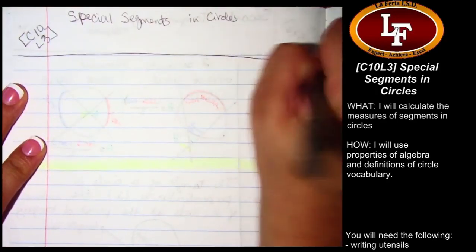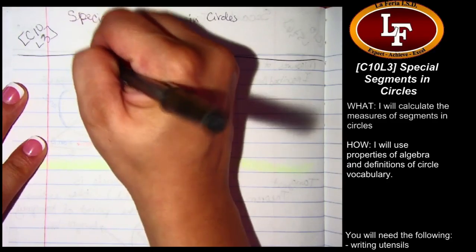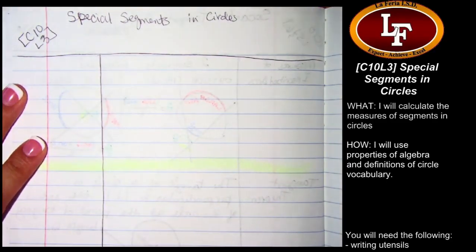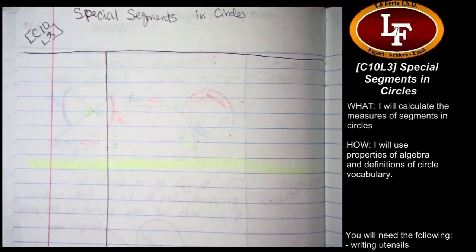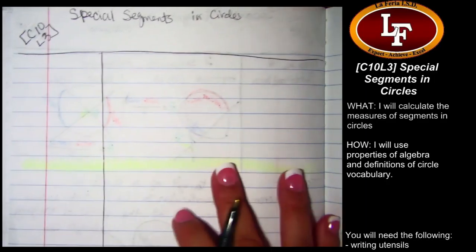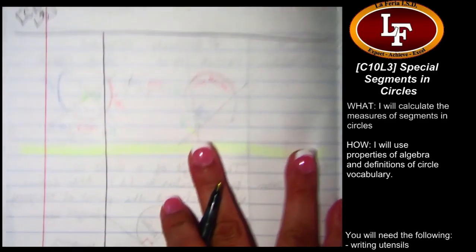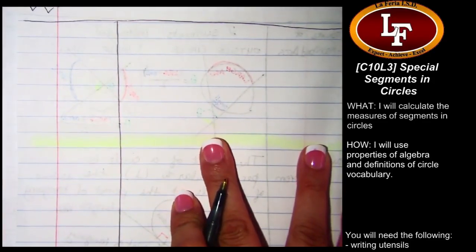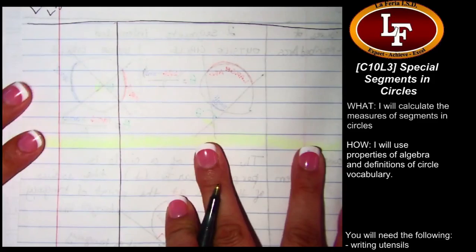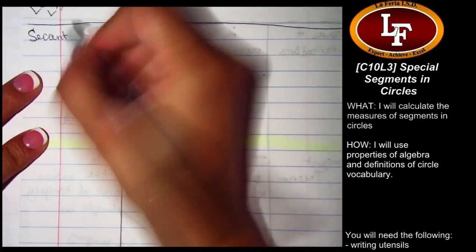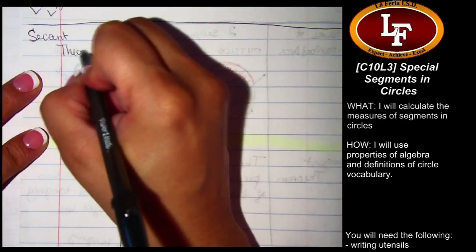Our objective today is we're going to be calculating different measures of different segments that you find inside of circles. We're going to be using some algebra and the definitions of circle vocabulary in order to make that happen for you today. All right, let's talk about the first item. We only have 3 today. So the first theorem that we're going to be talking about is secant theorem number 1.